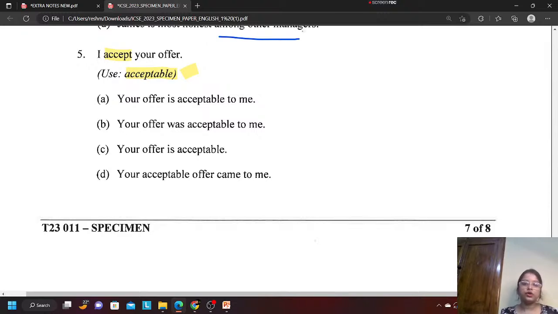All right, your offer is acceptable. Okay, there is kind of a dispute that your offer is acceptable to me. This is also not grammatically incorrect. But generally, the picture is hazy.